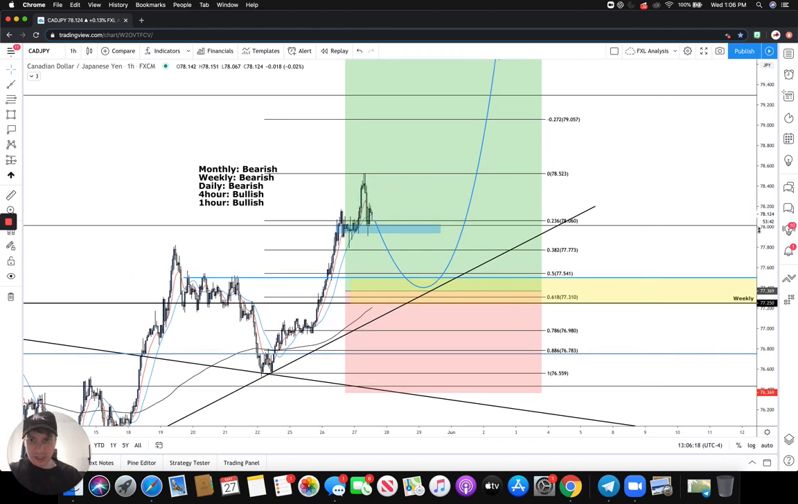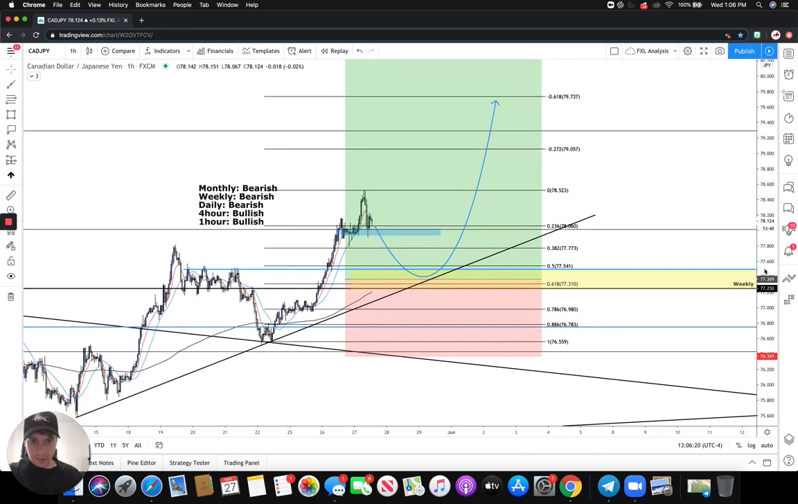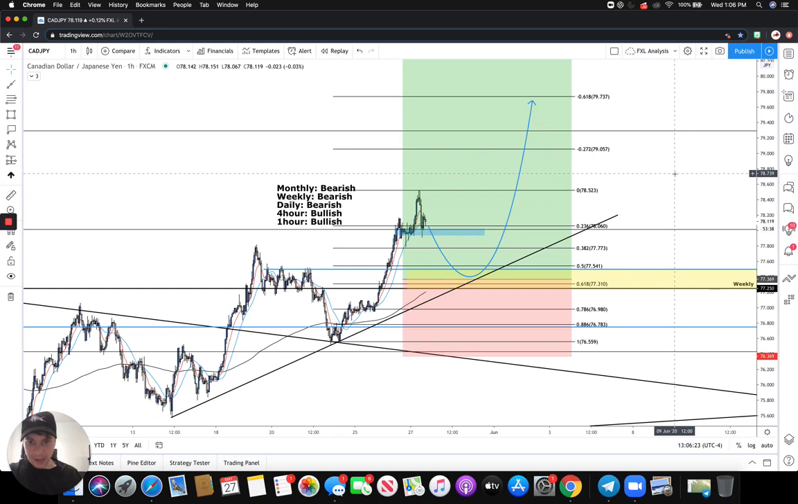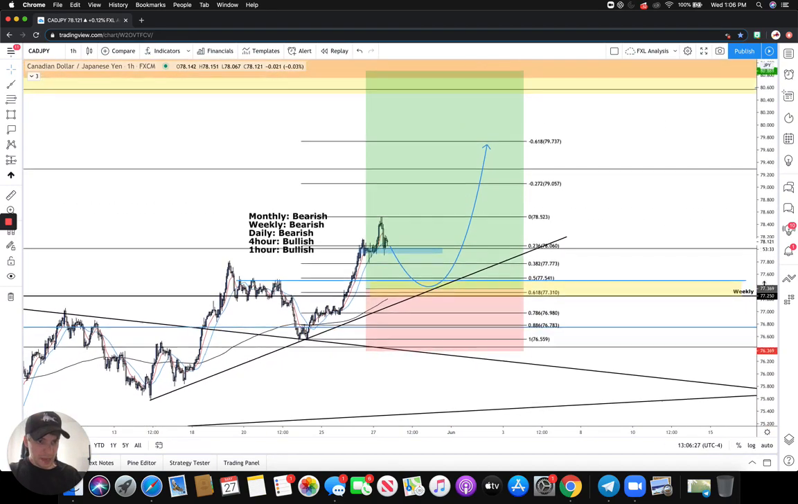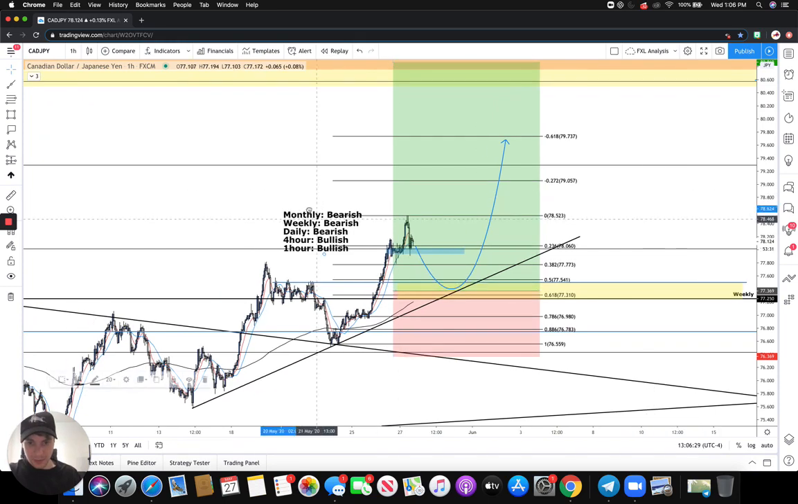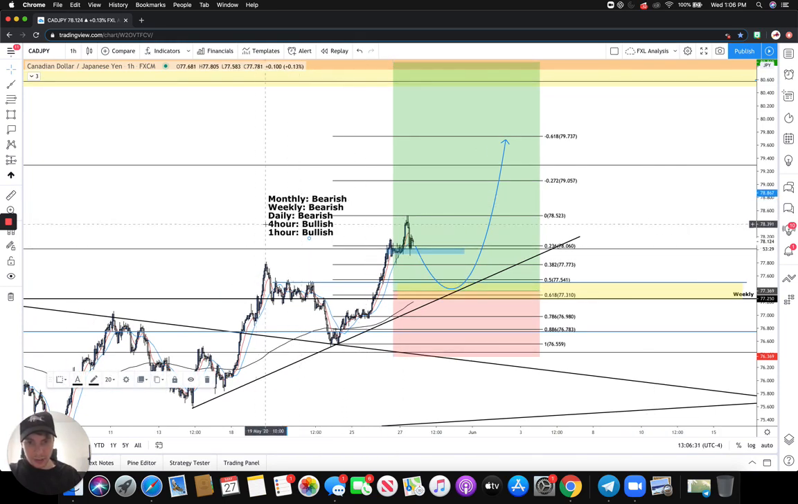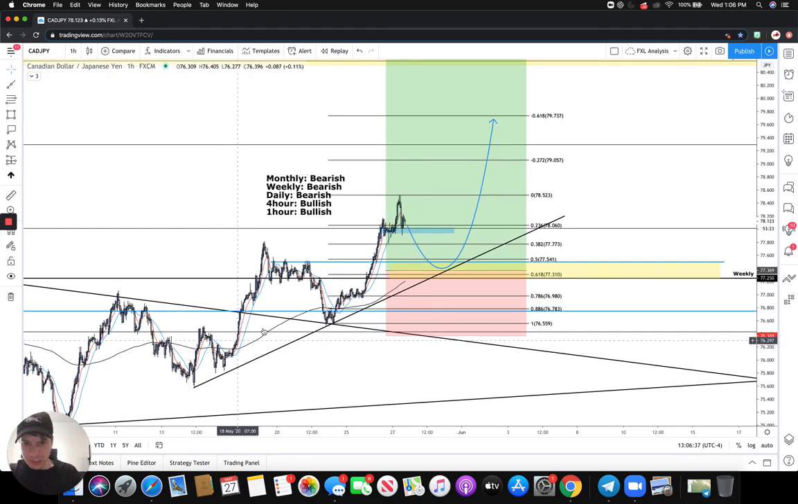So guys, this is just a quick full chart breakdown on CADJPY. We're looking long based on the technicals that we can see. We've broken down again every time frame. Monthly's looking bearish, weekly's looking bearish, daily's looking bearish, but we do have a strong amount of bullish momentum on the 4 hour and 1 hour. And then we're simply just going to try and ride with this trend here.